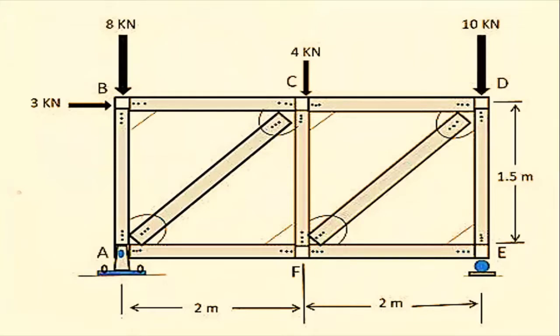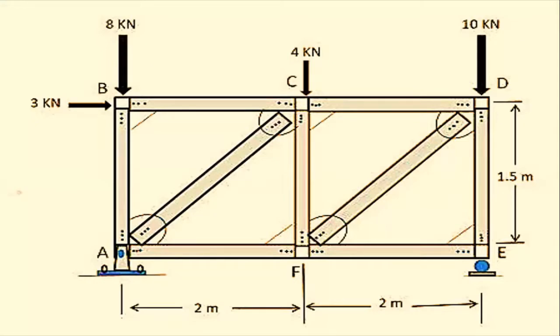So first of all, we have to find the support reactions. How can we find them? You can see here that there is a hinge support at joint A and a roller support at joint E. So how can you solve it? Let me discuss it with you.